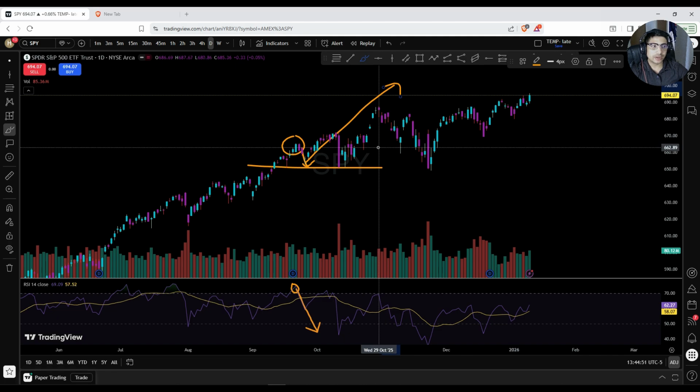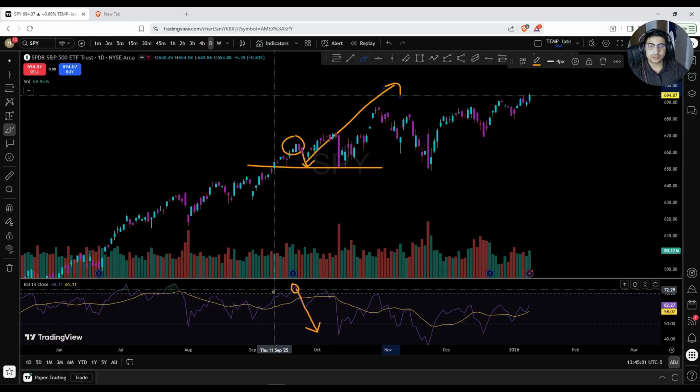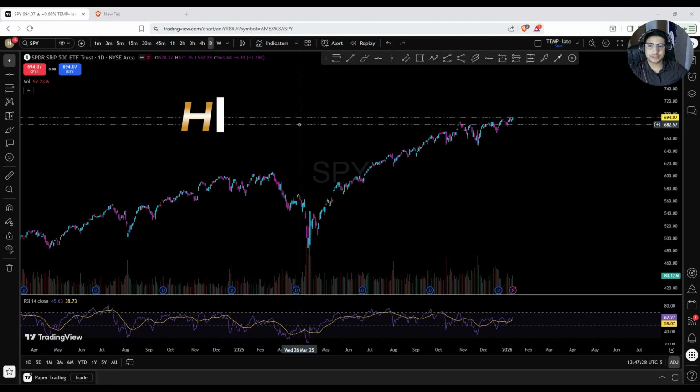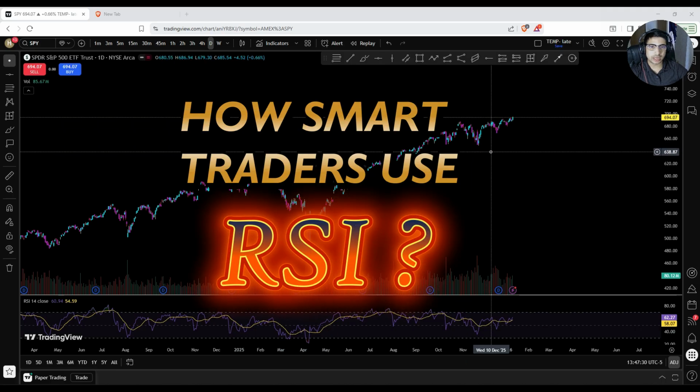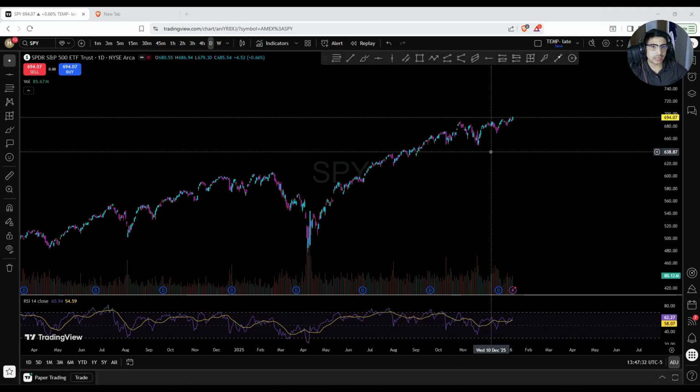You need to be very careful while you are using RSI. Always look at where the support is, where the resistance is, and how the longer time frame is behaving. Then, if you use that in coordination with the RSI altogether, yes, you're going to trade in a better way. Smart market movers use RSI. They always use it with the trend line.